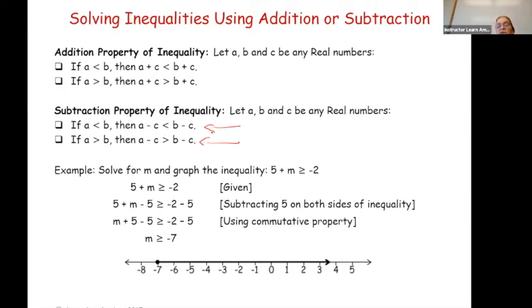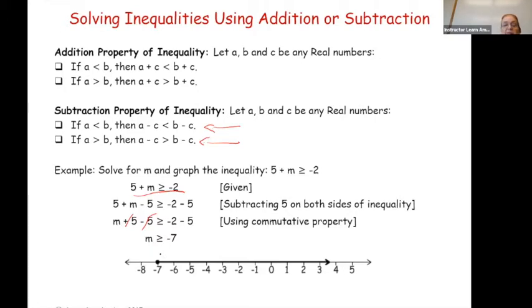So let's see how these laws work out in terms of solving an inequality expression. Let's consider this expression: 5 plus m is greater than or equal to -2. That's our given inequality. If we subtract 5 from both sides, we wind up with just m on this side. The plus 5 and the minus 5 cancel out, or add to 0 is the more mathematical way of saying it. And then the -2 and the -5 add to the -7. So m must be greater than or equal to -7.